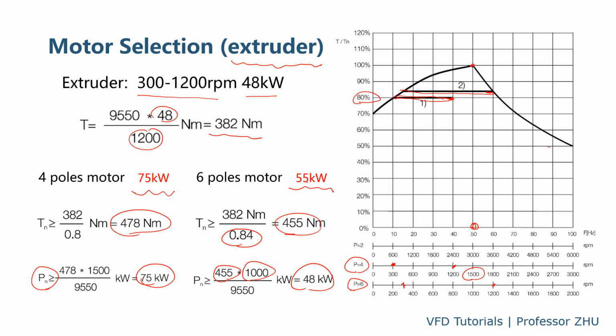Also, we need to remember, the motor poles are different. This is a low speed motor. This is a high speed motor. This is a low speed motor. And this motor we always run below the rated speed. But this one should be higher than the rated speed, higher than the 50 hertz, so higher than the rated frequency. Okay.